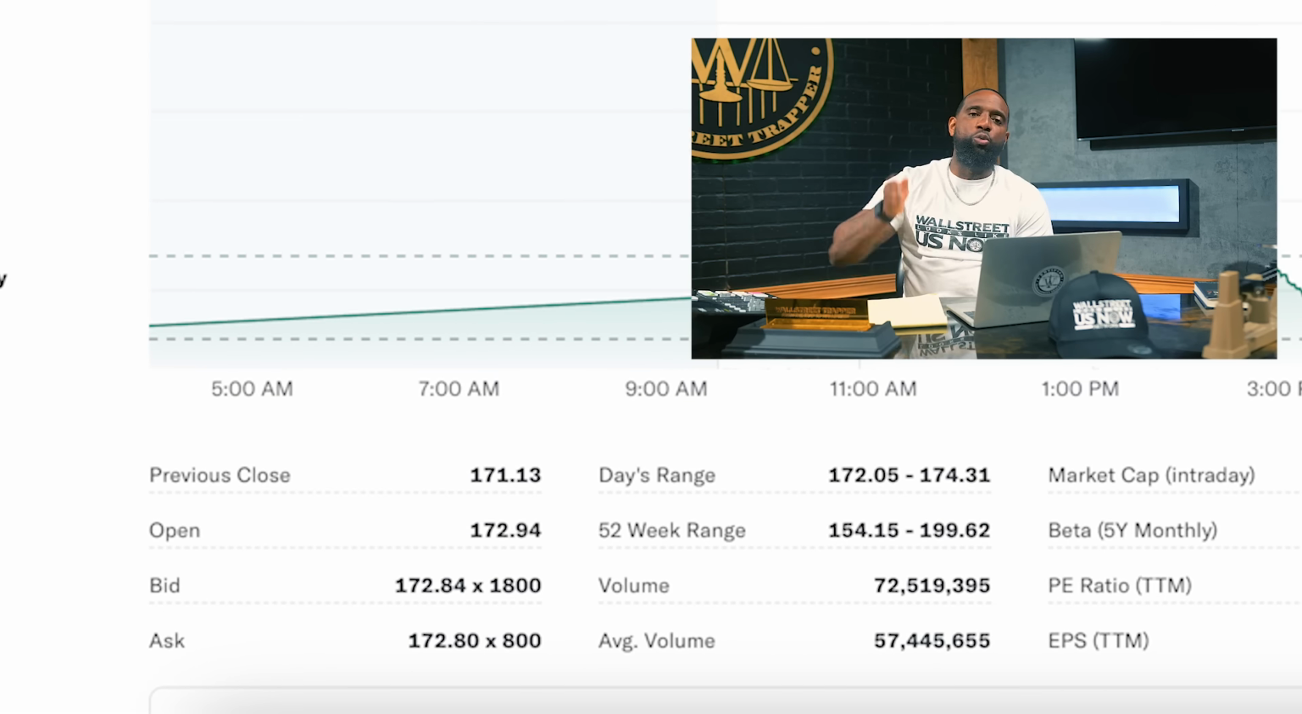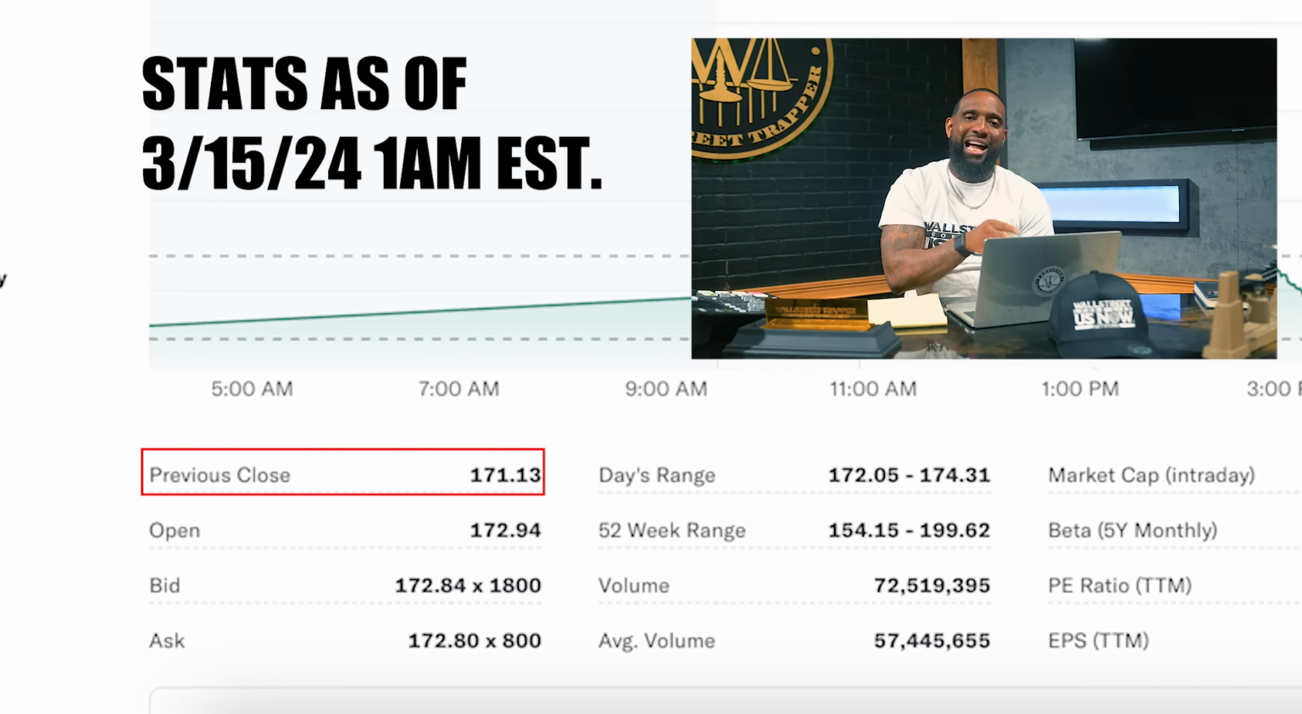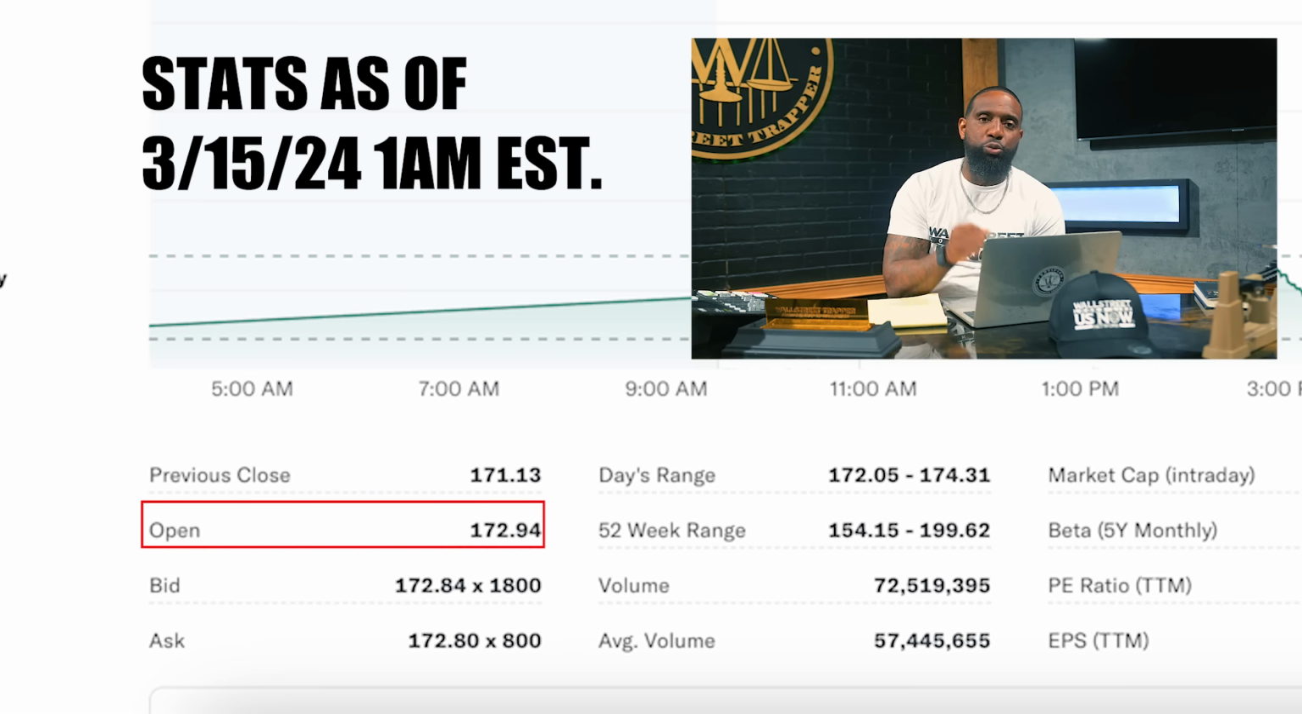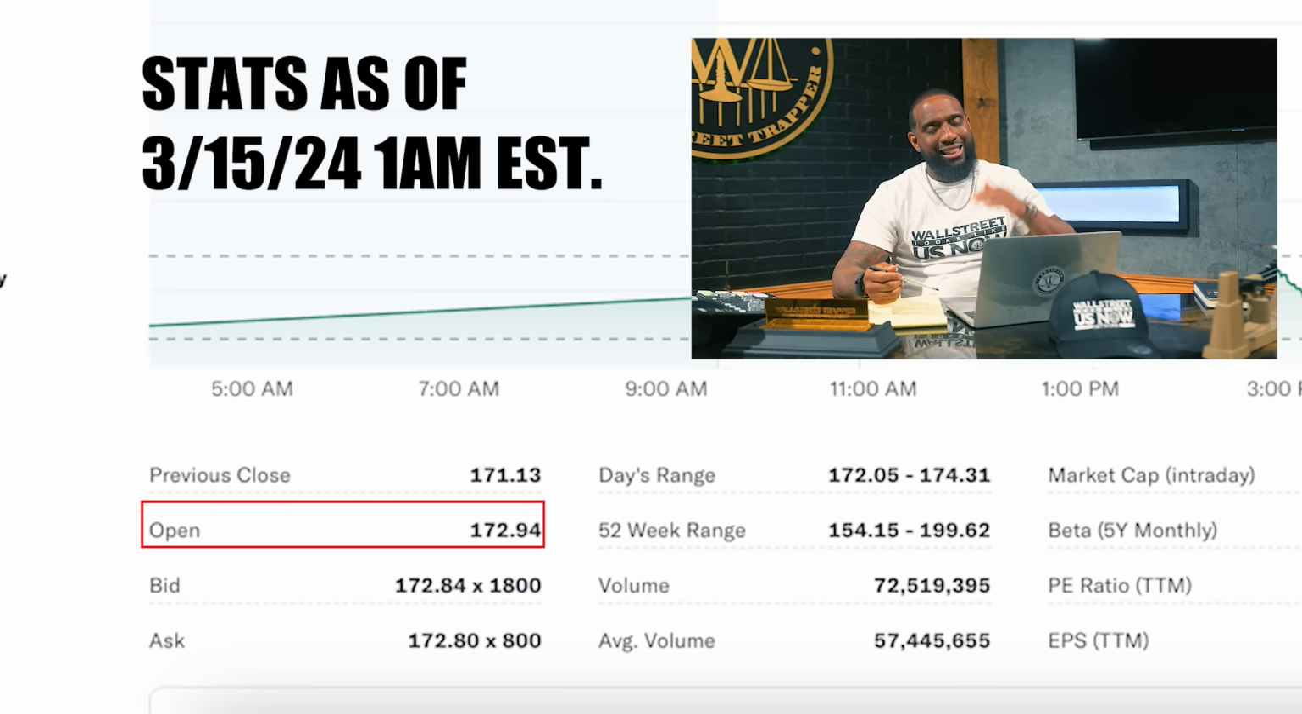So the first thing is when you look on here, right here, you see previous close. That lets you know what the stock closed at the last time the market was open. So if you see previous close 182, that means the last day the market opened, when it closed, this stock closed at that price. Open tells you what the stock opened at the next day, or the day you're looking at it. That's what that tells you.